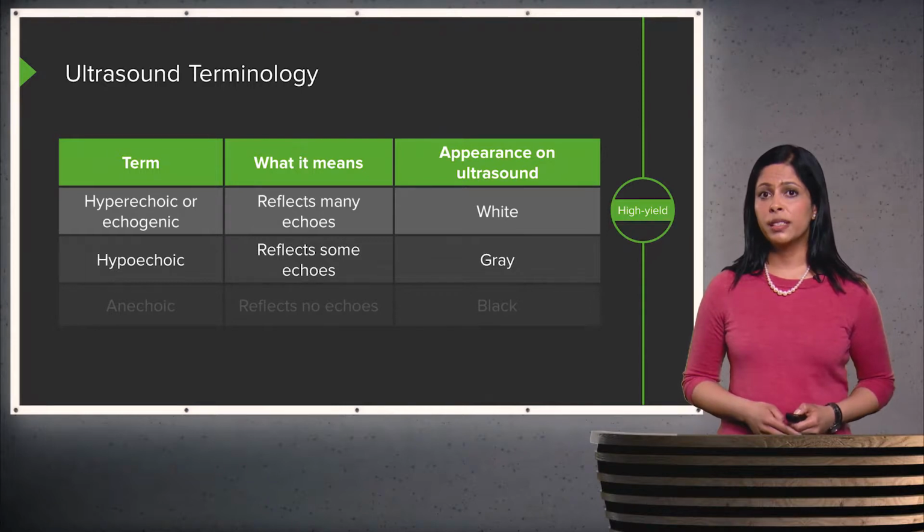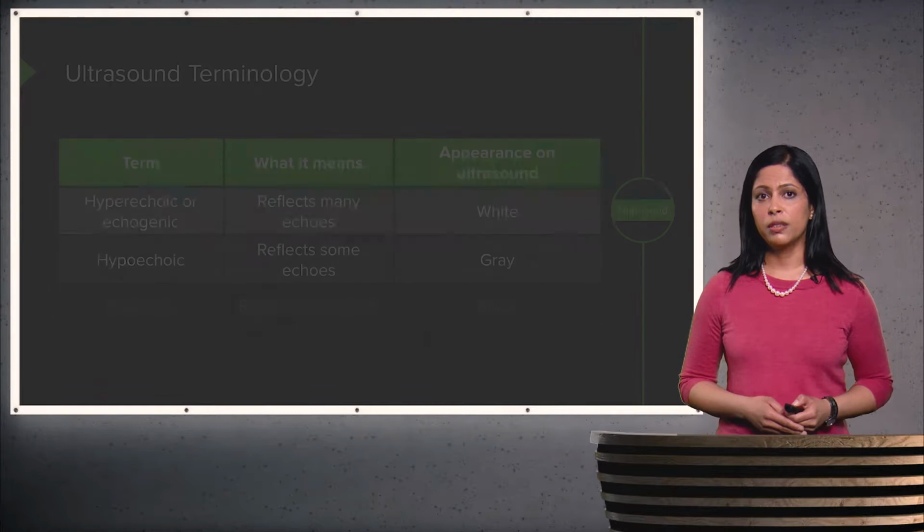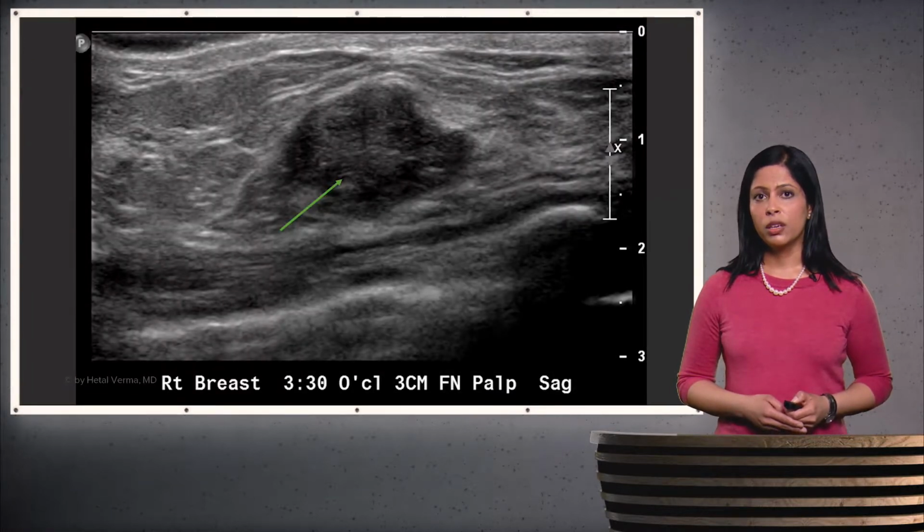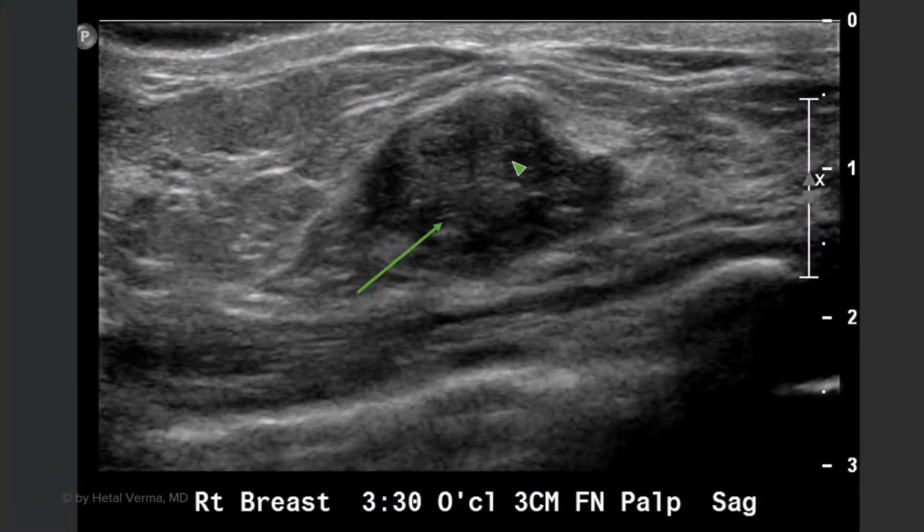Hypoechoic means that it reflects some echoes, but not all of them, and it appears gray on ultrasound. So let's take a look. This is an example of a lesion within the right breast, and you can see that the lesion is gray in appearance, which means that it is hypoechoic. It's not brighter than the surrounding tissue, and it's not completely black either. It has an in-between level of echoes.